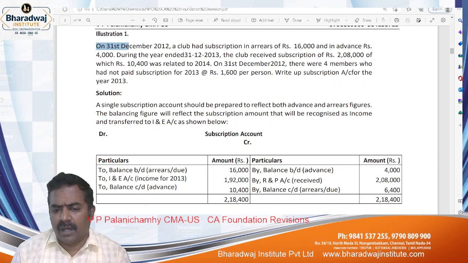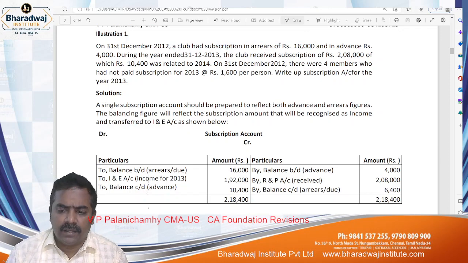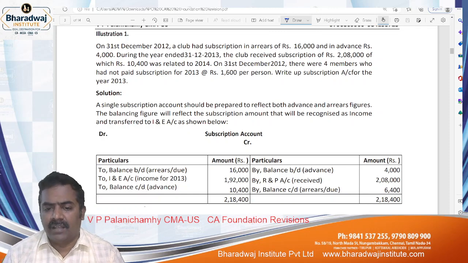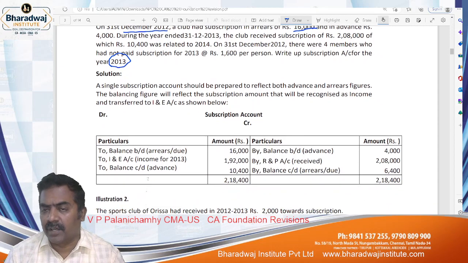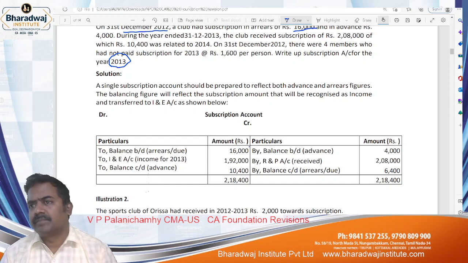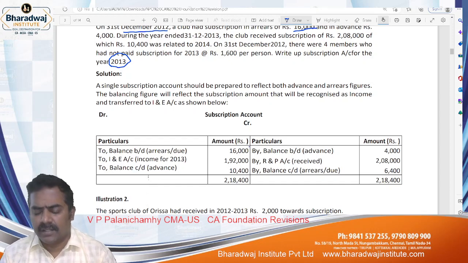Illustration 1. On 31st December 2012, a club had a subscription in arrears of how much? 16,000. This is the previous year's closing balance. We are in 2013 as per the problem. Subscription arrears means due for the last year.